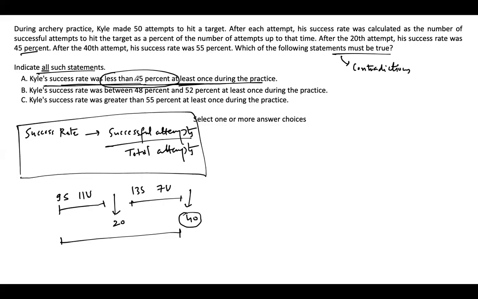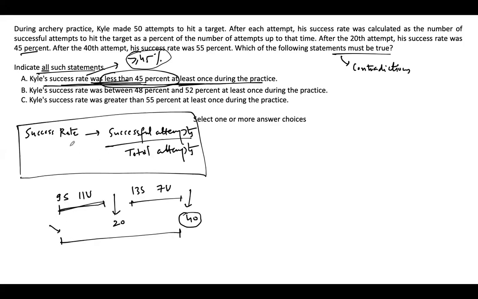Before the completion of 20 attempts. Let's say we don't know it. If it says it was less than 45% at least once, so now my target is that the success rate was always greater than or equal to 45%, right? Yes.